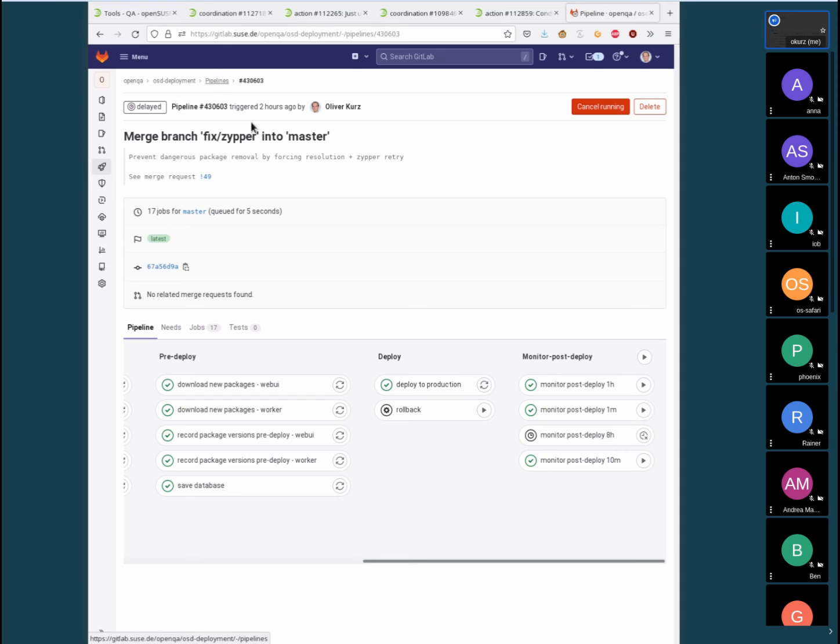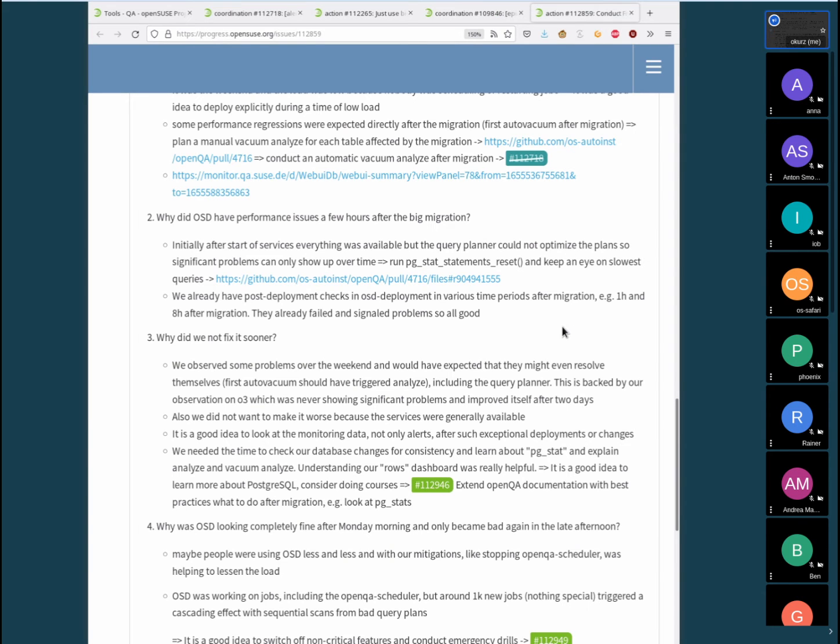And on that day, the 1 minute after deployment was saying everything is fine. And I think the 10 minutes after deployment was also saying everything is fine. And only then later an alert happened. So we already have that, and we confirmed that this is a good idea because it did signal to us that there are problems.